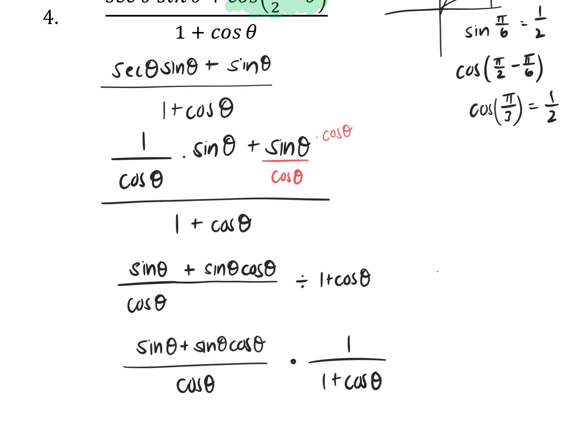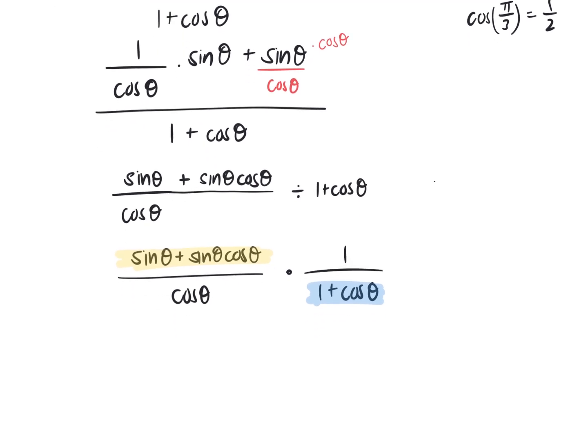Now, what could we do? This 1 plus cosine, I've got a cosine up here. Could I make it into a 1 plus cosine somehow? Could we take out a sine from both of those? If I factor out a sine, I'm going to be left with 1 plus what? Cosine, right? Because if I divide both of those by sine, that's what I get. And then I've got still divided by cosine and times 1 over 1 plus cosine.